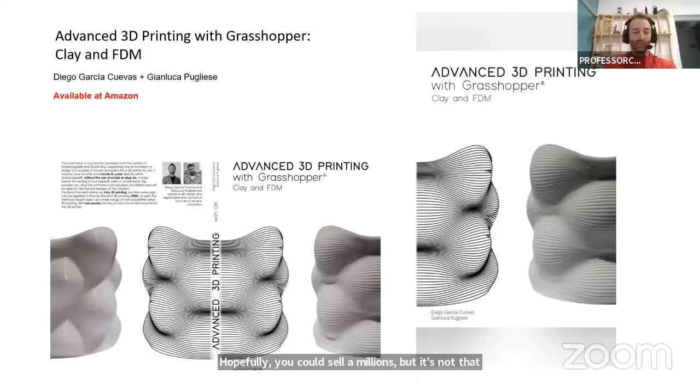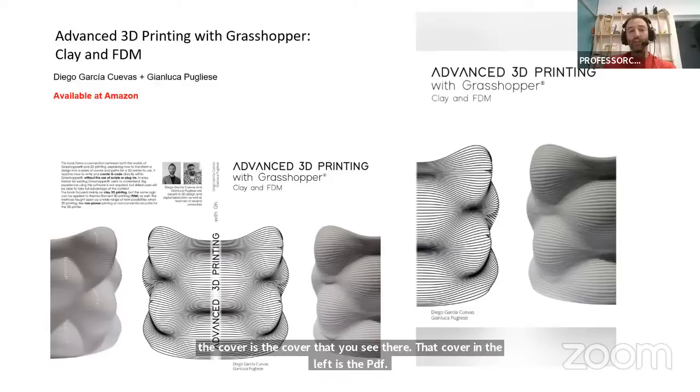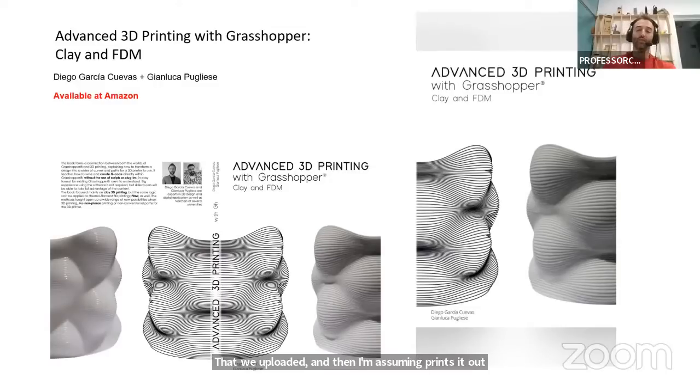So in Amazon, there is an option where you upload just the PDF of the interior of the book, the content, and a PDF with the cover. It's the cover that you see there. That cover on the left is the PDF that we uploaded. And then Amazon prints it out only if they sell one single book. So if you just sell one book, say your mother buys the book, they will print it out and deliver it. And that's it. No more, not 1,000. So we expected that not many people would buy this book. In the end, it happened that it has been kind of a success. I mean, we've sold more than 3,000 right now.